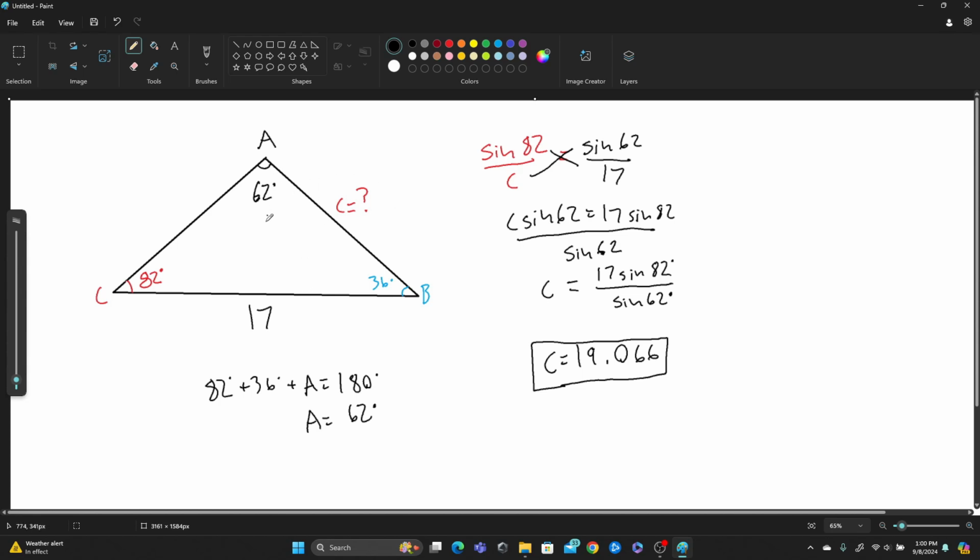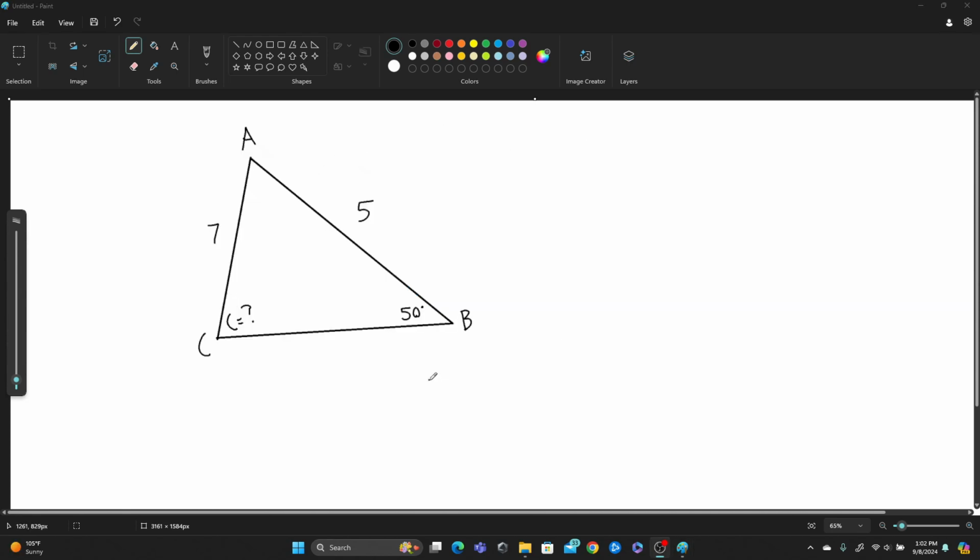So 82 is 20 degrees greater than 62, and the corresponding side of 62 degrees is 17, and the corresponding side of 82 degrees is 19. So that's logical that this would be about 2 greater, or that this would be greater than 17 because this angle is greater. So that's a logical answer. So okay, here's one more practice problem.